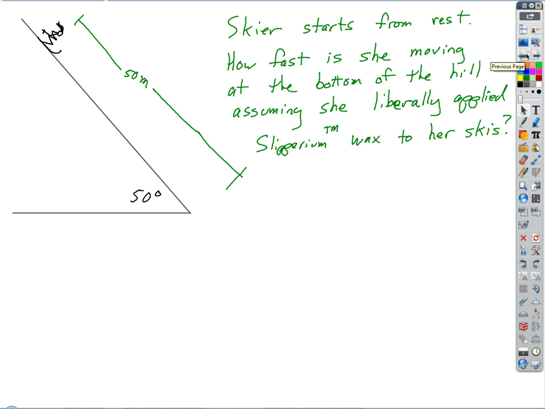Okay, what about that? The picture is worth 1,000 words, right? So we got this skier skiing down a mountain. She starts from rest. How fast is she moving at the bottom of the hill, assuming she liberally applied slippery wax to her skis? That's trademark, by the way. She's going 50 meters down the hill at a 50-degree angle, starting from rest, 0 initial speed.